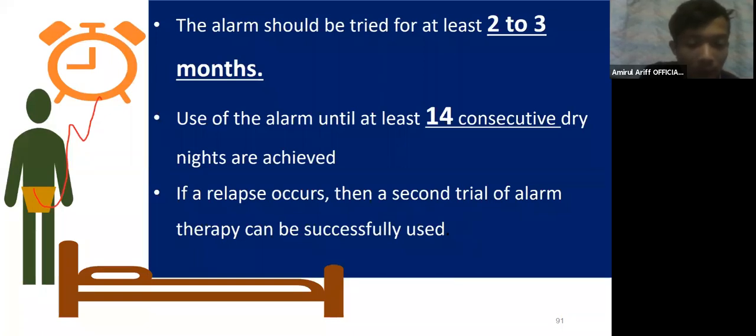How long do we want to treat the patient with the alarm? We should try for at least 2 to 3 months, and we stop the alarm when at least 14 consecutive dry nights are achieved. If, for example, we stop and a relapse occurs, we can have a second trial of alarm therapy. That's about alarm therapy. Next.